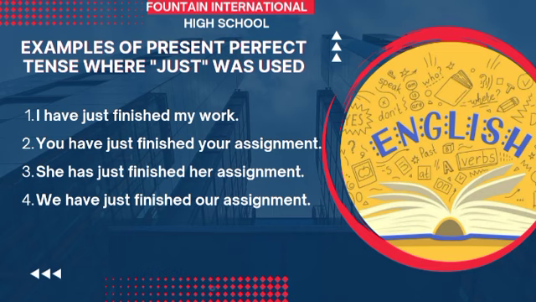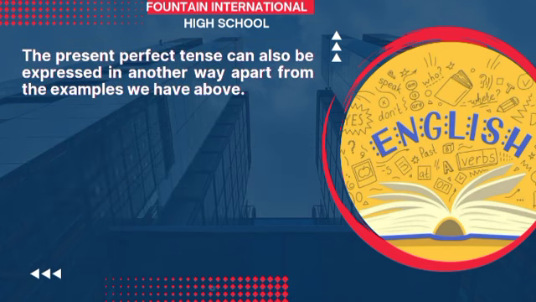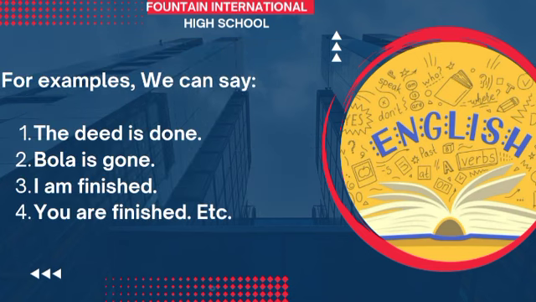Are you following? So, we have another way of expressing present perfect tense. Look at the example: the deed is done. When you look at "is done", I've told you that the verb that indicates present perfect tense is always a primary auxiliary in the present. The present primary auxiliary verbs, like I told you, has and have, we can also use is, am, and are. Are you following?